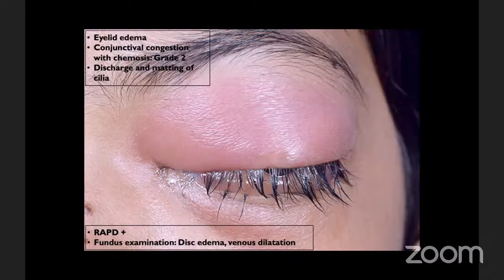So clinically, again, to run you through it quickly, there was eyelid edema, and on manual retraction, there was conjunctival congestion with chemosis, and there was discharge and matting of the cilia, and we could elicit a relative afferent pupillary defect with the pupillary reaction, and also a fundus examination revealed that there was disc edema and also venous dilatation.